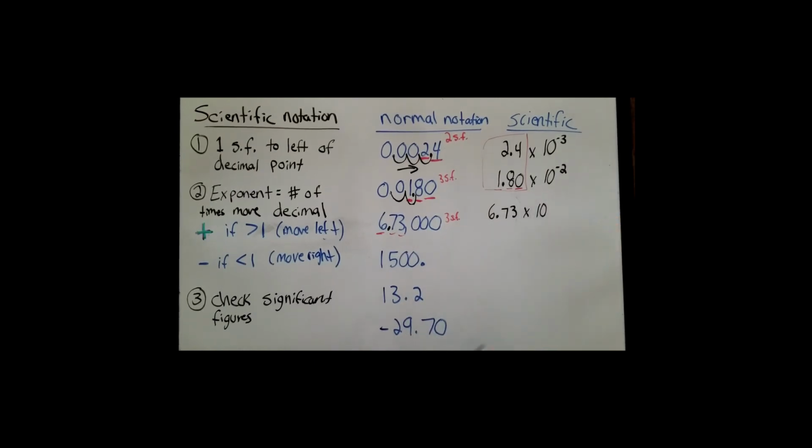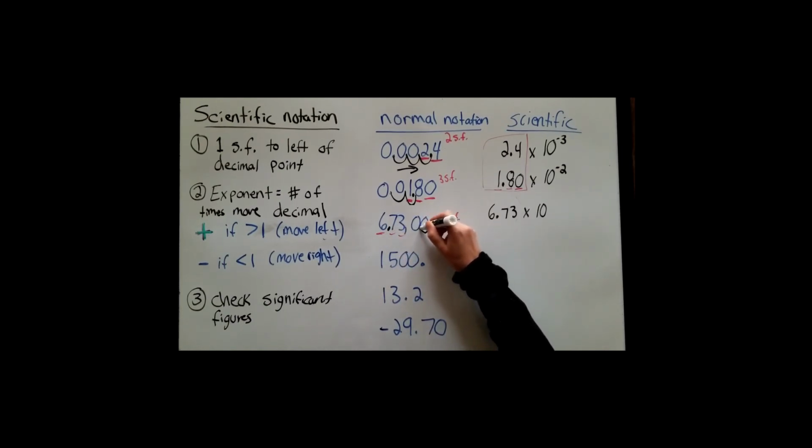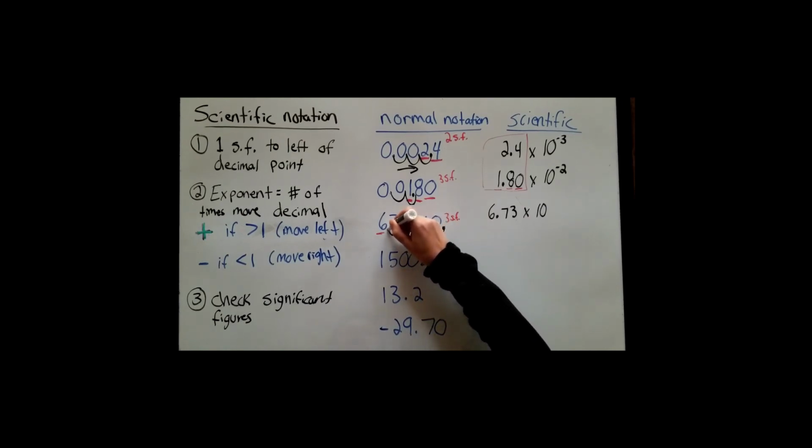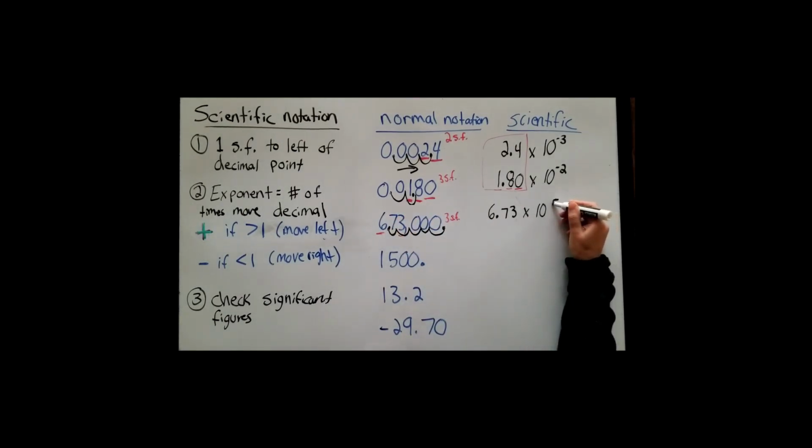okay? Now we need to figure out the exponent. So we need to figure out how many times we have to move the original decimal point to get it between the 6 and the 7. But I said in the beginning, there's no decimal point in this number. So where do we start? Okay, if you don't see a decimal point in the normal notation form, that means you start at the end of the number. Okay, so we're going to start here at the end of that last 0. So to get it all the way between the 6 and the 7, we have to move that decimal 1, 2, 3, 4, 5 times. So my exponent's going to be a 5.